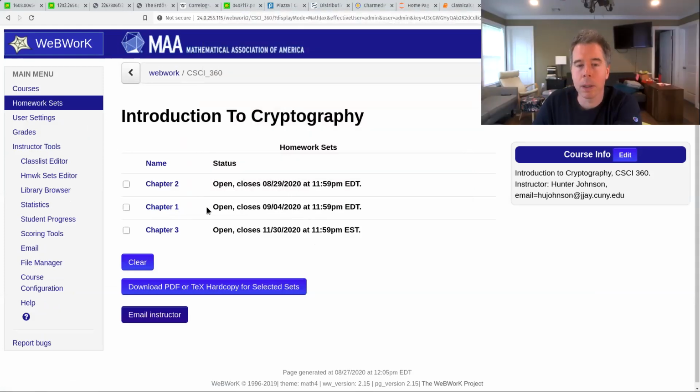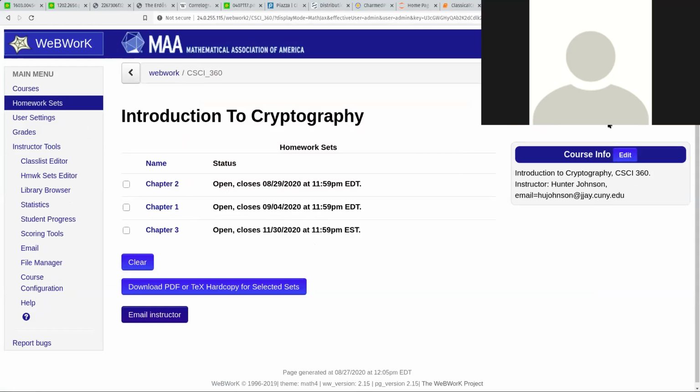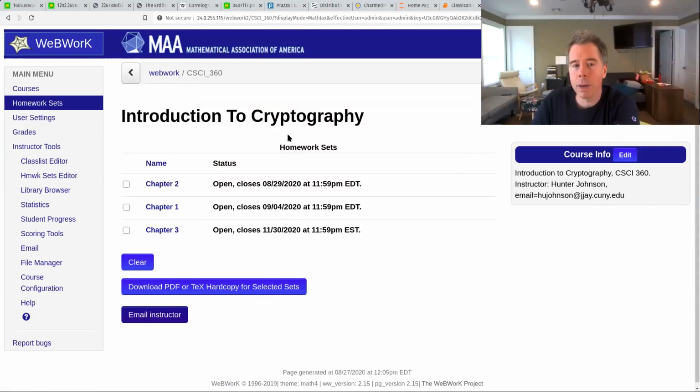Professor? Yes. I've been trying to log into WebWork, but it won't allow me to. It gives me an authentication error. Okay, just send me an email and we'll get it figured out. You might be in the habit of typing your CUNY login with some uppercase letters, so try it all lowercase. I think that's mostly the problem that people are having.